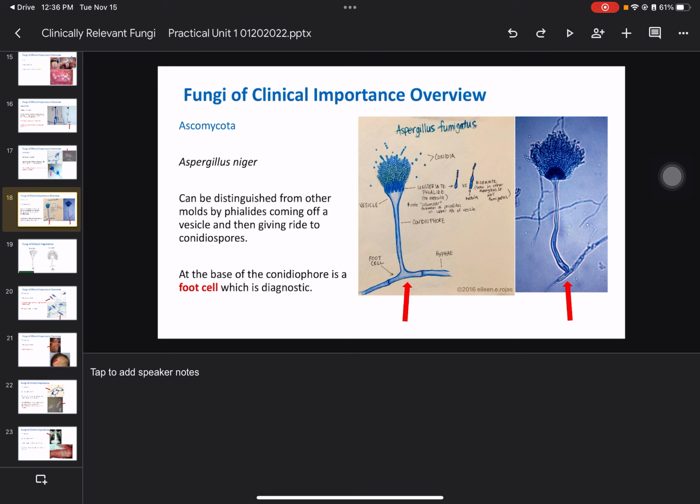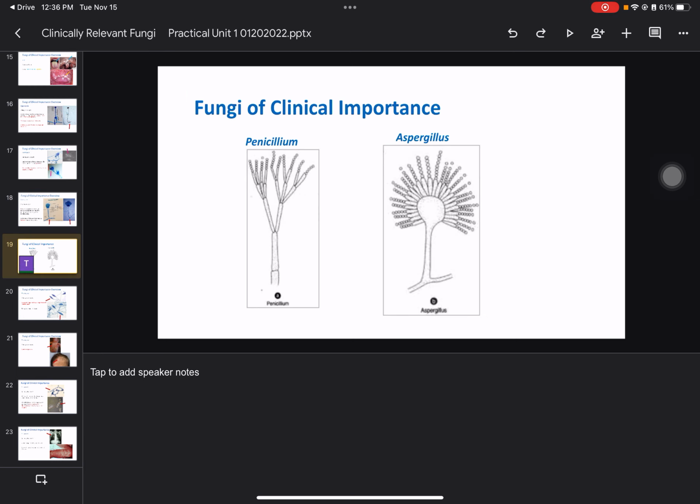Ready? Here we go. The next one is one of my favorite organisms. Oh, actually, this slide is comparing the two. So here you can see the Penicillium, kind of the hand, right? And here there's a vesicle, the phialides, the conidiospores. What is this called? The foot cell.